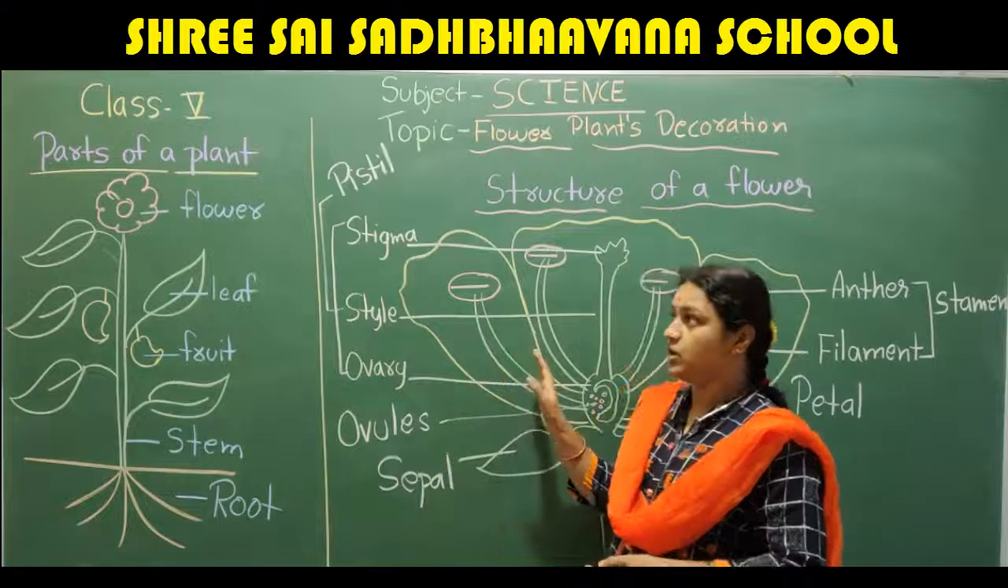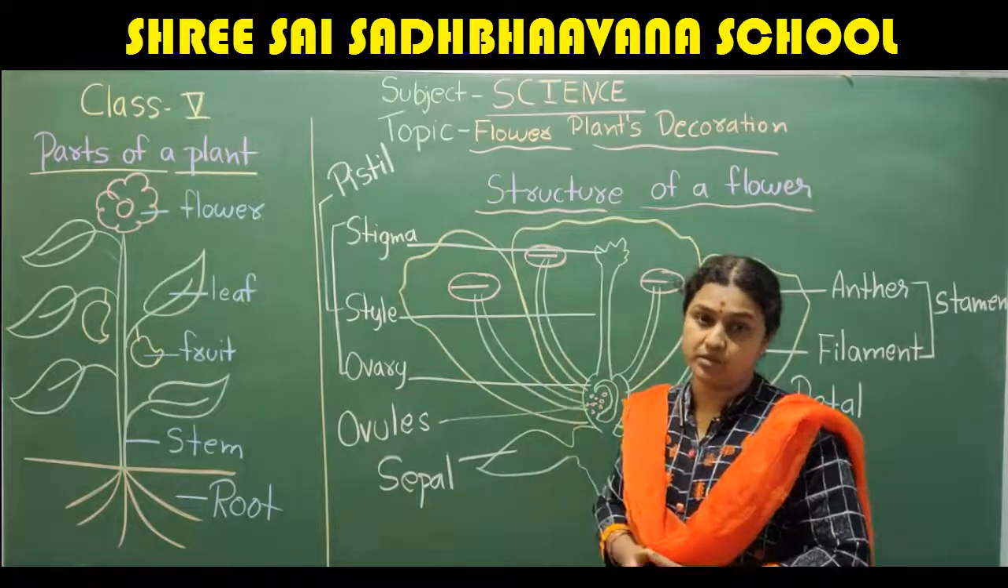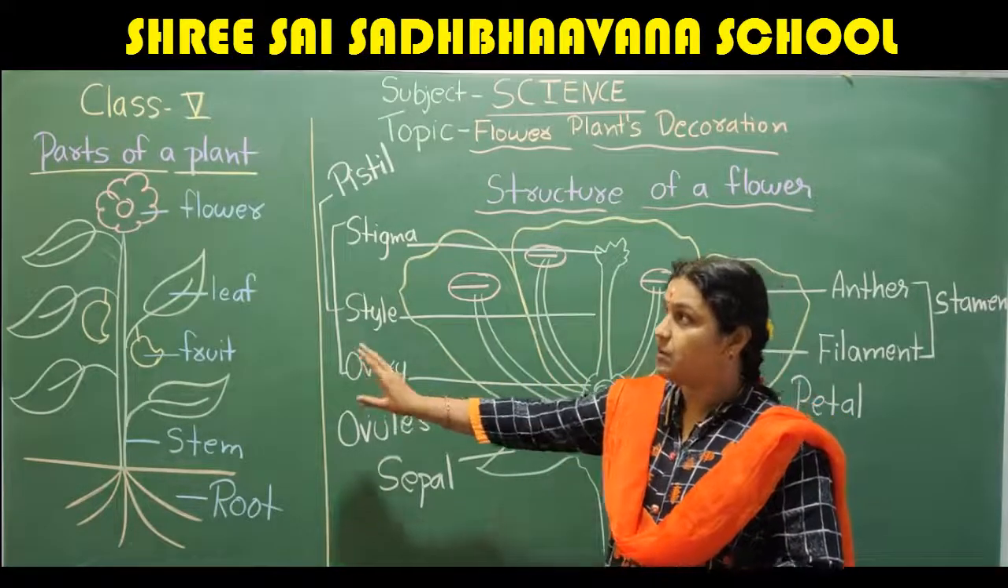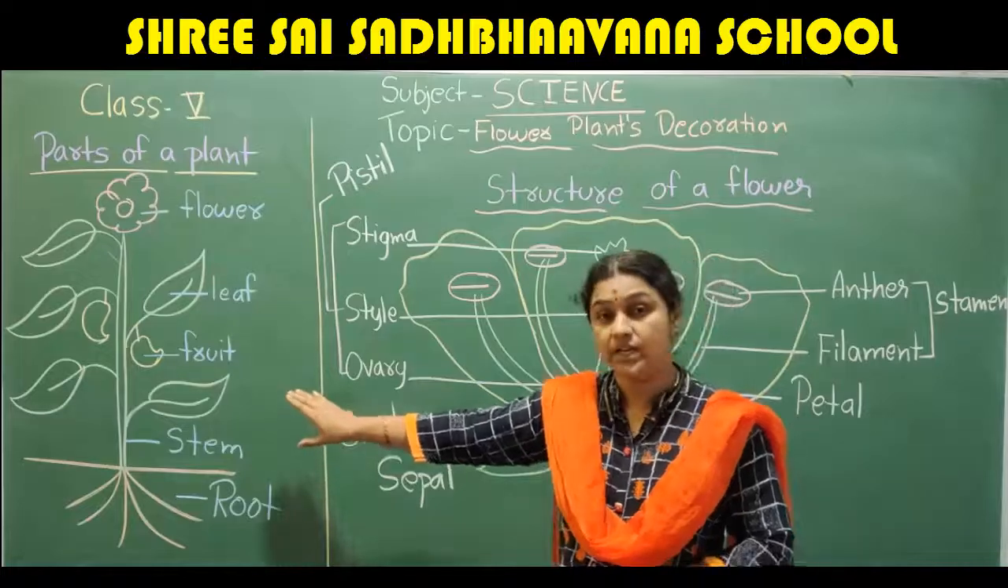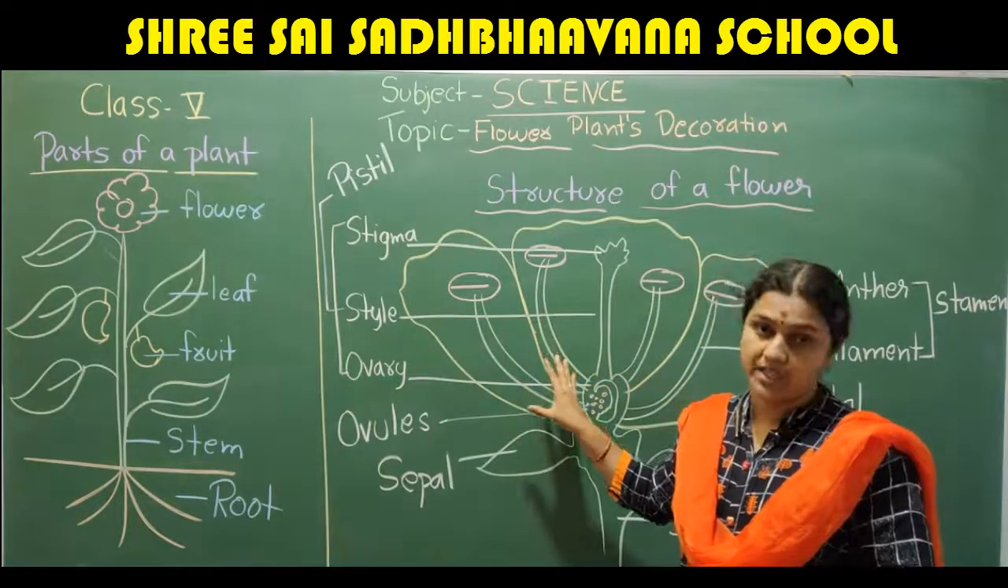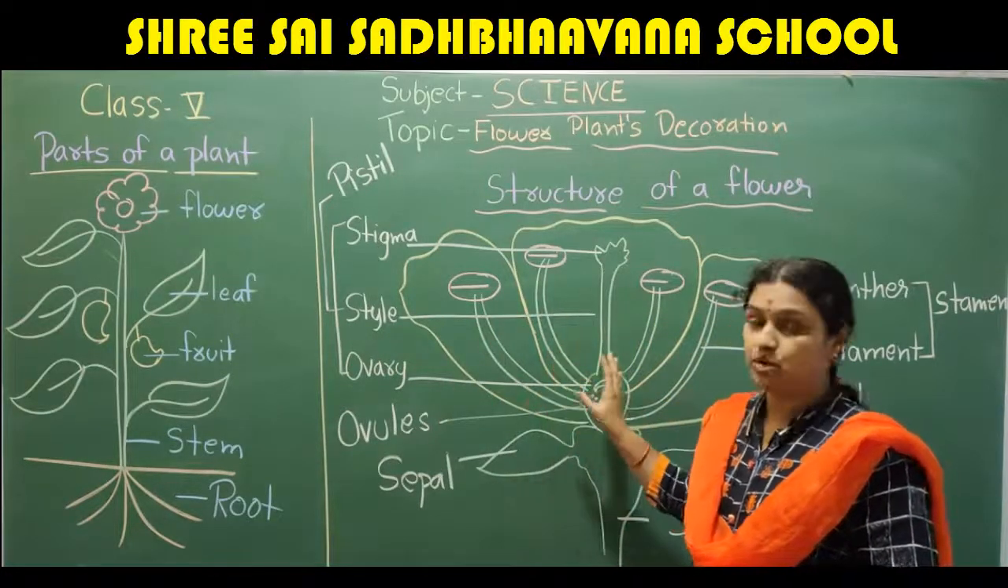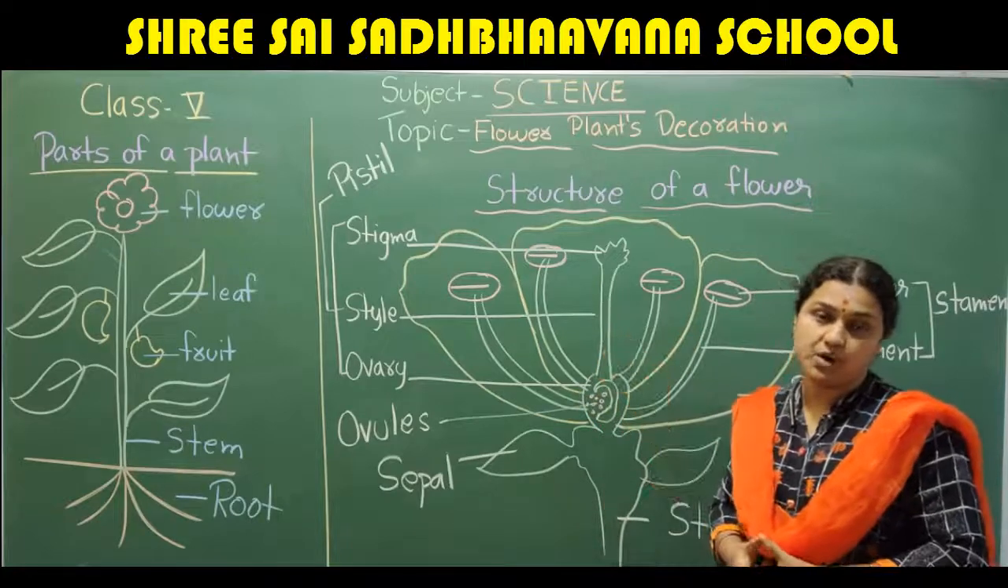Now, let us look into the structure of a flower. As there are parts of a plant, there are parts of the flower as well. Let us look into the parts of the flower now.